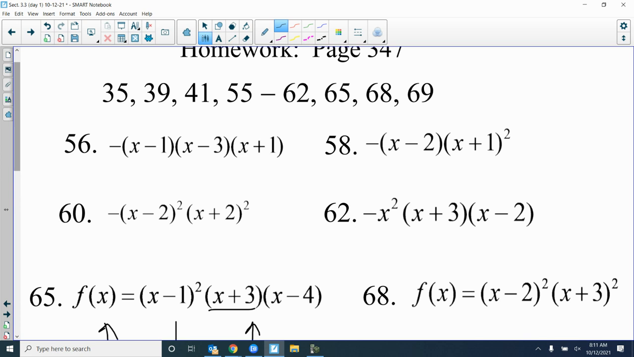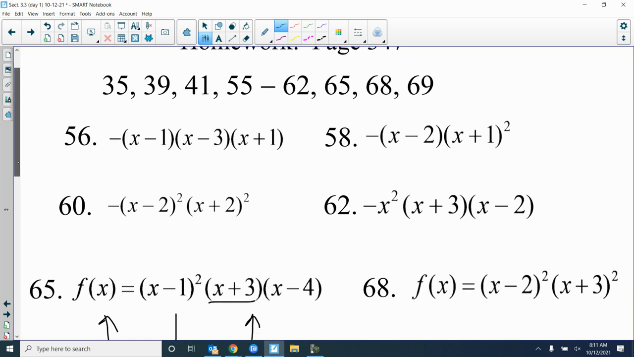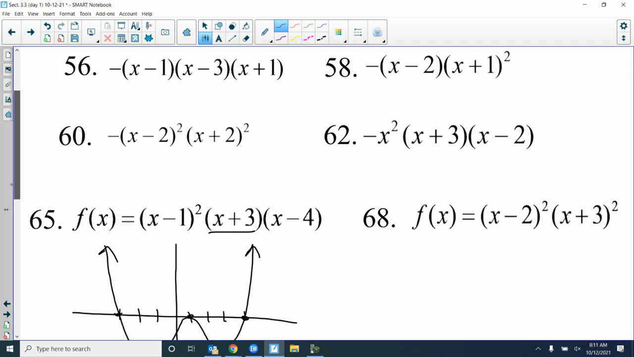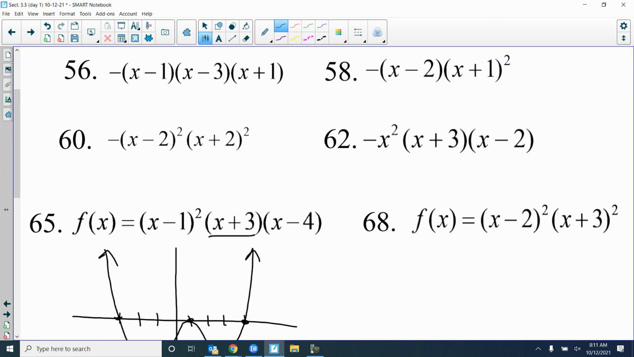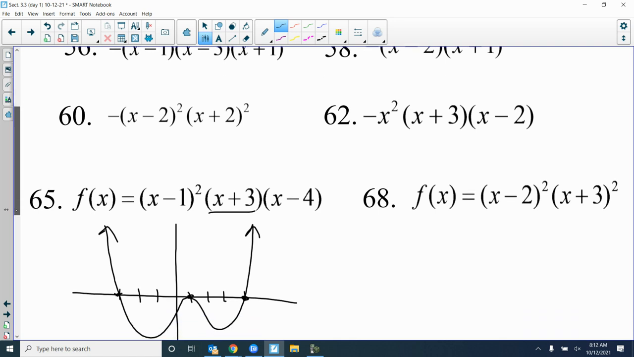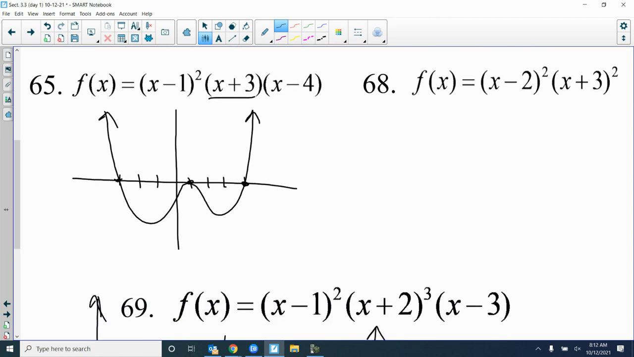x minus 2 times x plus 1 squared. 60, negative x minus 2 quantity squared, x plus 2 quantity squared. 62, negative x squared times x plus 3 times x minus 2. Those are just taking the graphs and coming up with the equation. Does it bounce there? Does it go through? For 65, I'm just looking for the general shape.